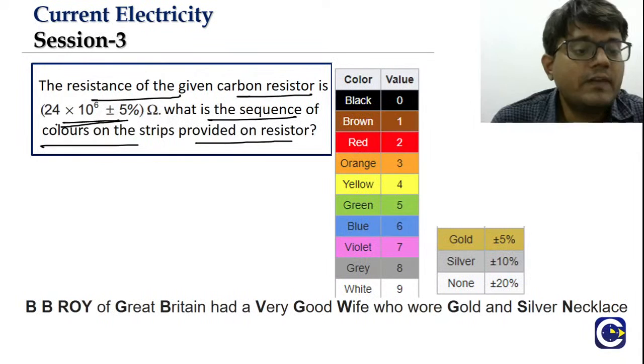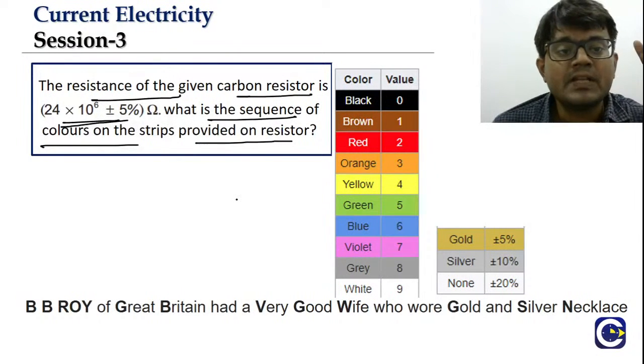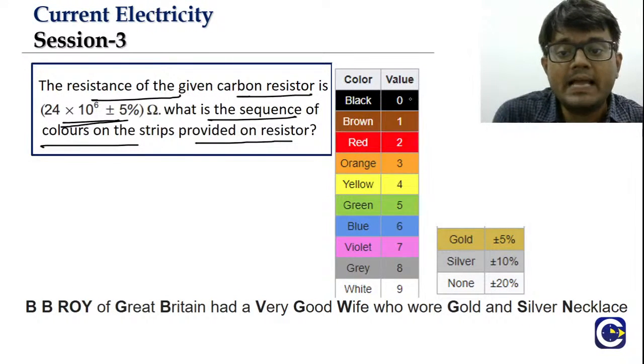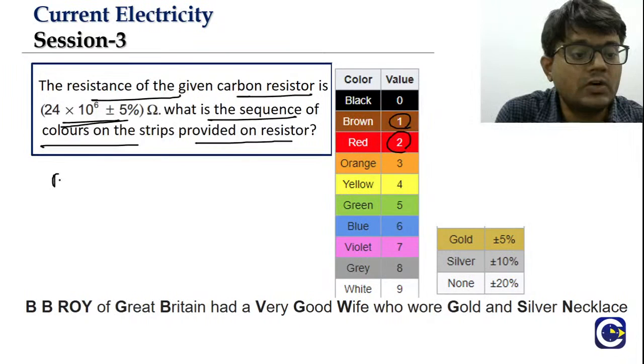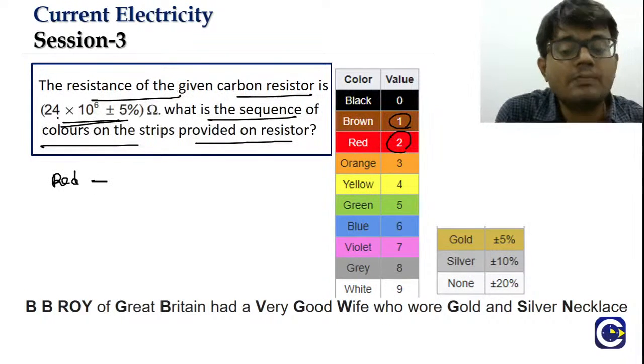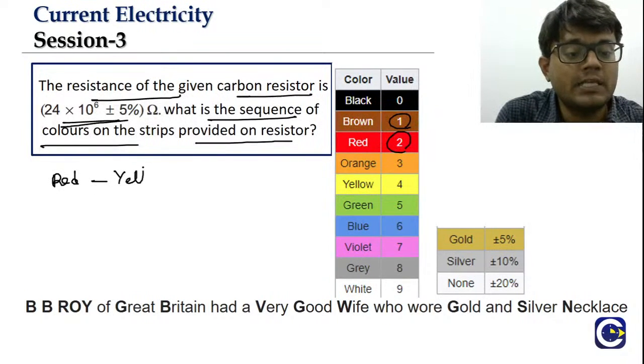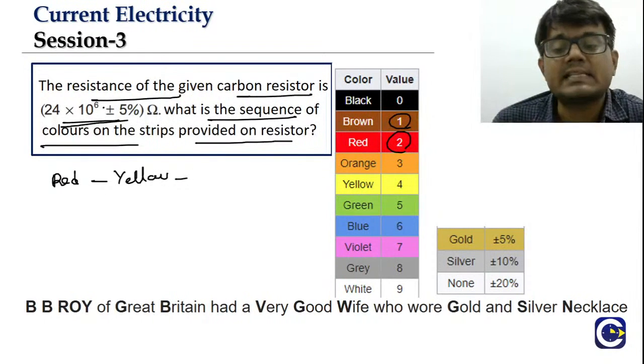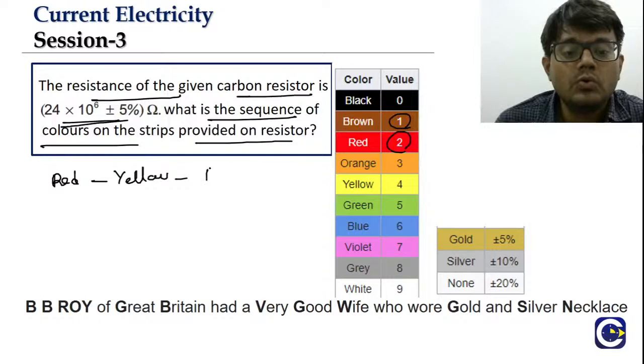Look, first remember the 2. First is black, then brown, then red. So black is 0, brown is 1, red is 2. So 2 means first band red. Next, 4 is what? Yellow, the second band. Next, 10 power 6 is what? Blue. So the third band is blue. Fourth band tolerance 5%. 5% means what? Gold.